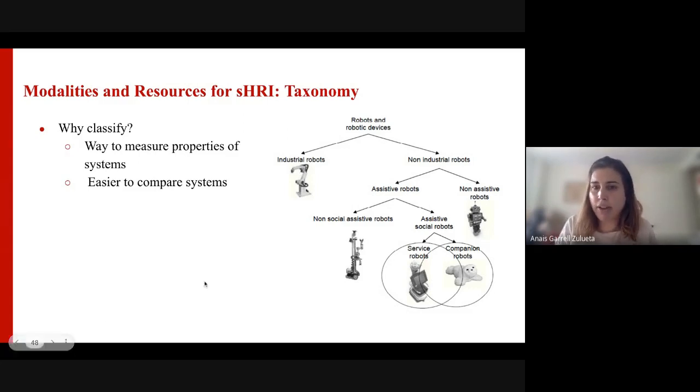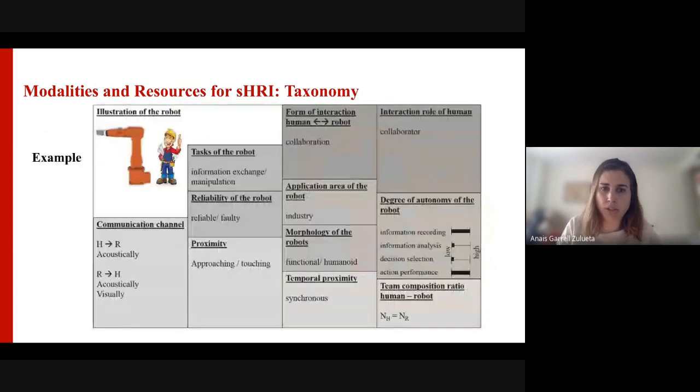Maybe we can define by robots and robotic devices, like industrial robots or non-industrial robots. Here we have assistive robots and non-assistive robots. Here we have non-social assistive robots, assistive social robots, and then we have service robots or companion robots. So if you are working with a companion robot, you can compare yourself with the existing works on that topic, but not, for instance, with industrial robots. So that's what it's all about.